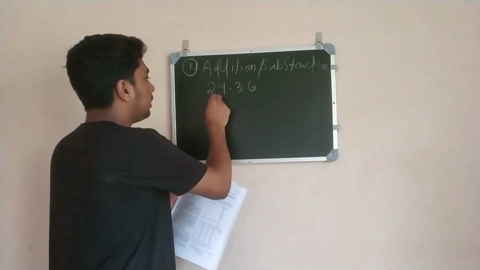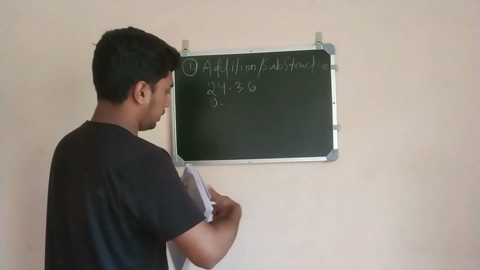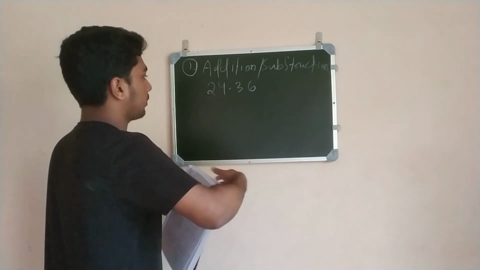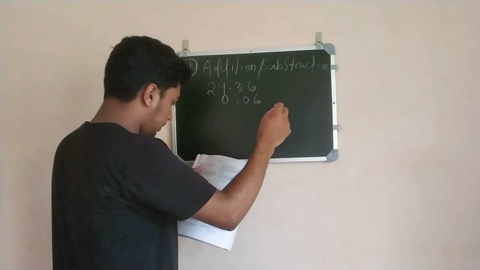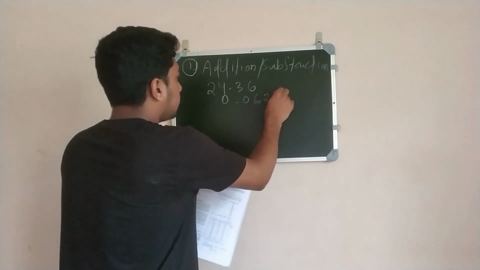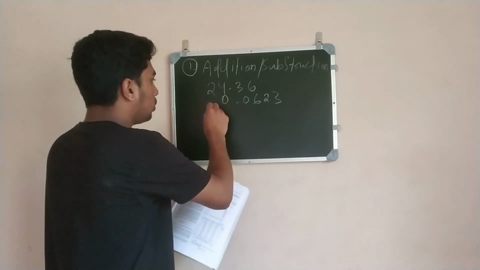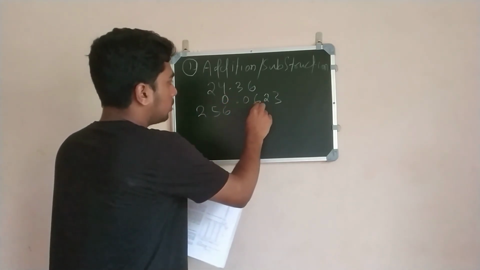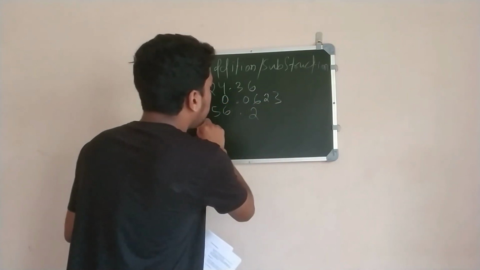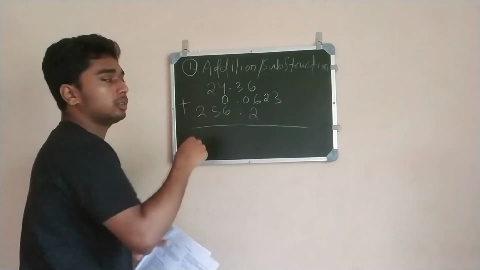The second one is 0.0623. Third one is 256.2. And I want to add these three numbers.